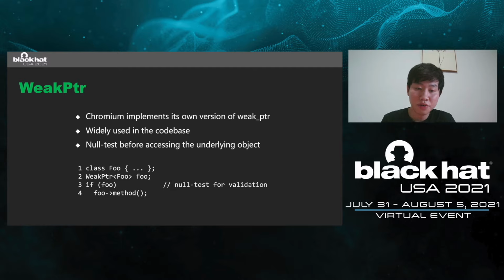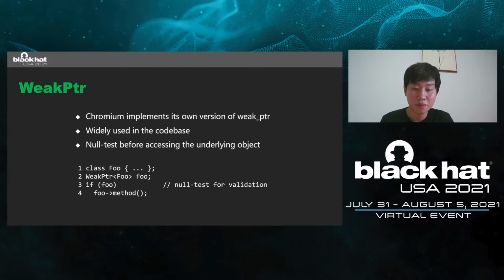Weak pointers are useful when an object needs to be accessed only if it exists, and the managed object may be deleted at any time by someone else. Chrome implements its own version of weak pointers, named WeakPtr, and it is widely used in the codebase. The WeakPtr class holds a weak reference to an object that has no effect on its lifetime. A null test of this class is necessary before any use to ensure the underlying object is still alive.